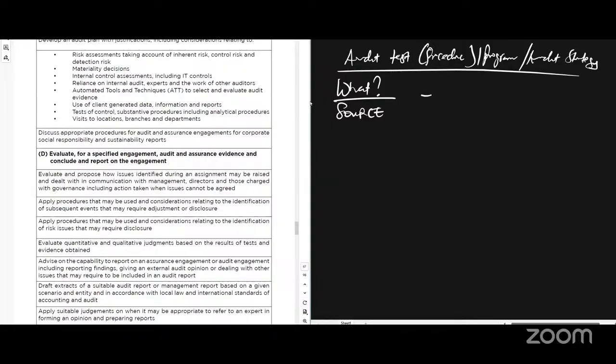How am I testing it? That is the technique you are using to test that evidence. And then why am I testing it? That is the assertion, the objective, the assertions we just saw. So tie it to the case. That's the problem I have with students. It should be case related. These things are very simple, but if you don't learn it well, you stress and keep reading books. This is why we don't just read books.